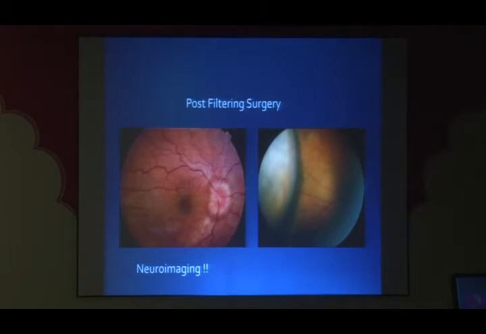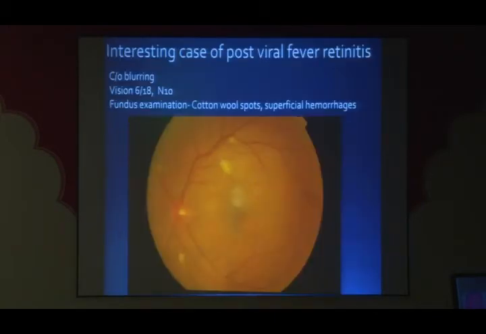A hypotonic maculopathy can cause striae and a disc edema. One interesting case of striae which I would like to share with you all is that of a doctor actually who had blurring of vision in one eye, that is the left eye, with reduction to 6/18 and N10.